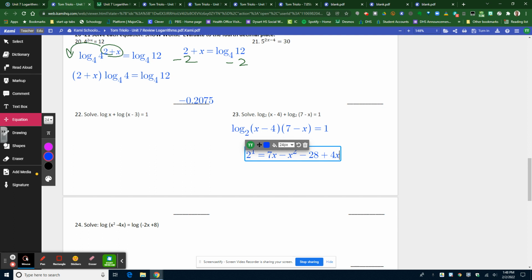Torrid, did you have A or B? Did you have positive 5/3 or negative 5/3? Did you tell me it was extraneous?